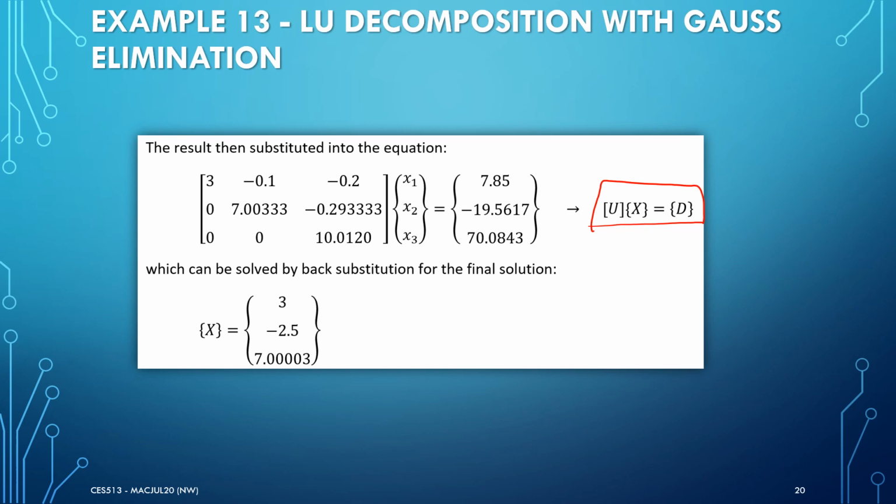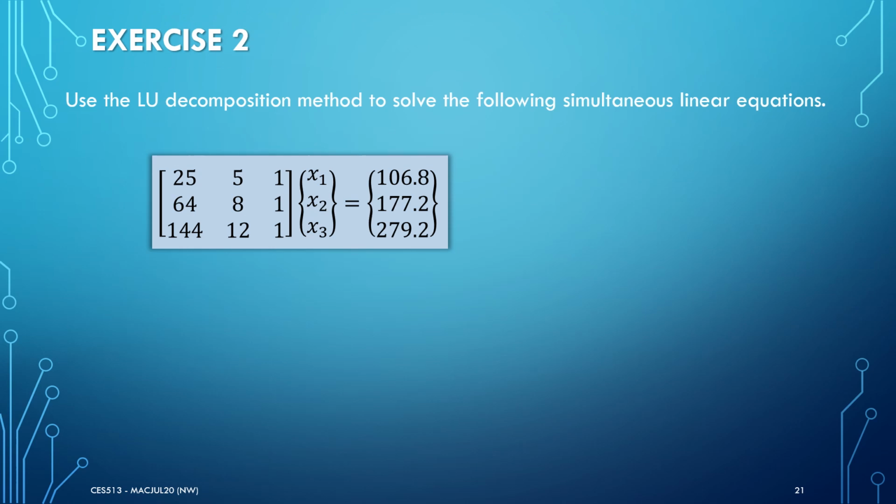The result can be substituted back into the equation Ux equal to D, because D is already obtained from the previous calculation. And from here, we can solve the problem by obtaining the values of x1, x2, and x3. For an exercise on the LU decomposition method, I need you to do exercise 2, where you need to conduct the LU decomposition method to solve the following simultaneous linear equations.